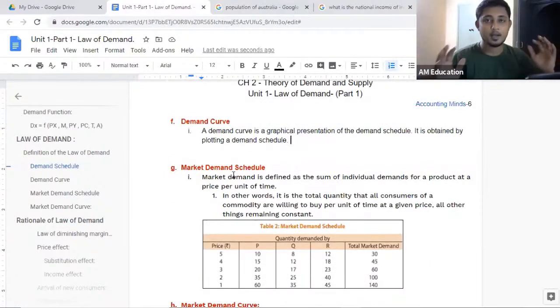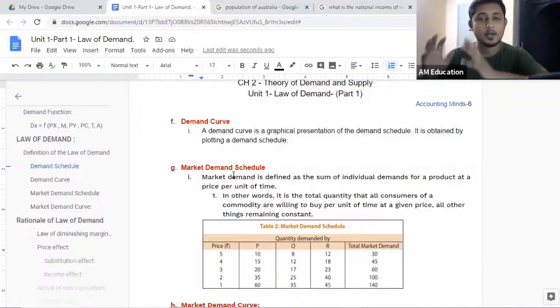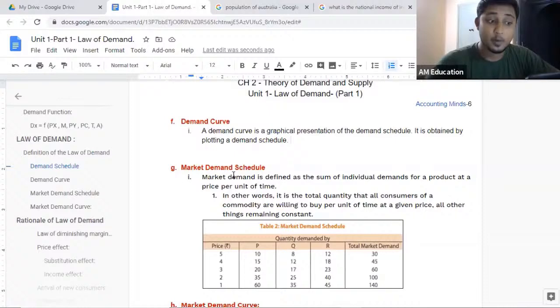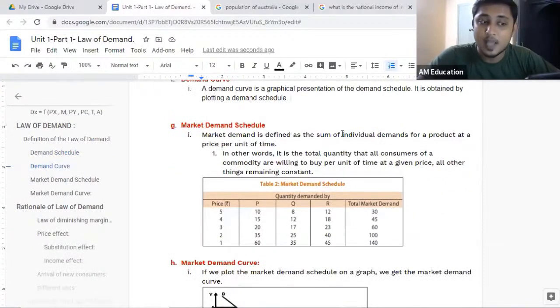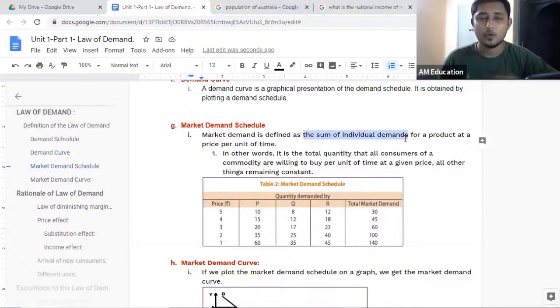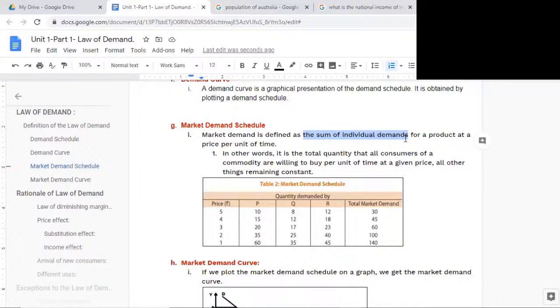Demand schedule is a table that is representing the quantities demanded at different prices. Right? But what is market demand schedule? Market demand is defined as the sum of individual demands for a product at a price per unit of time. It is the sum of individual demands. If you are a shop owner and I come to your shop, assume Nida is a shop owner.